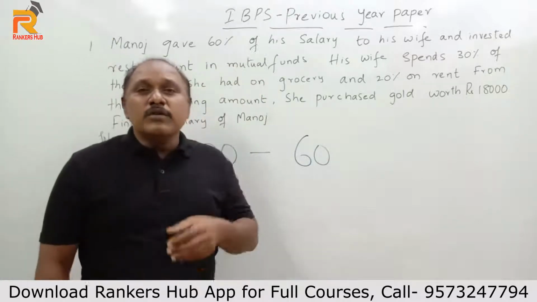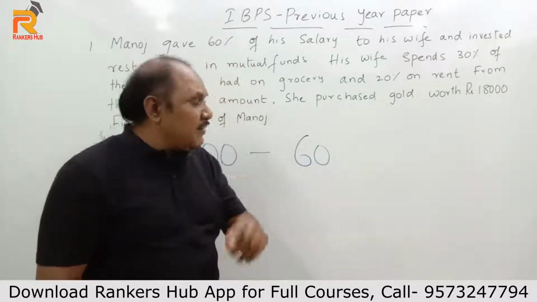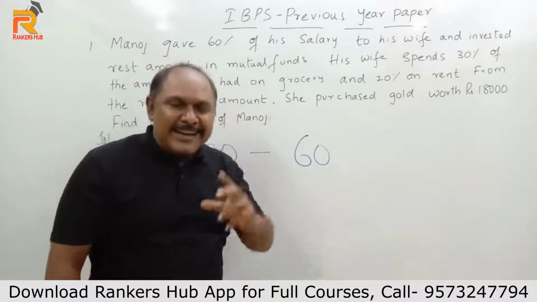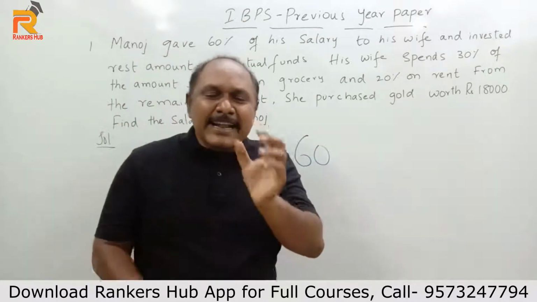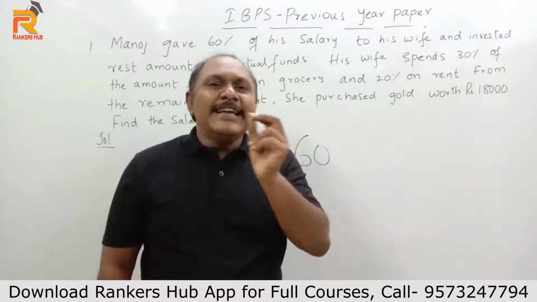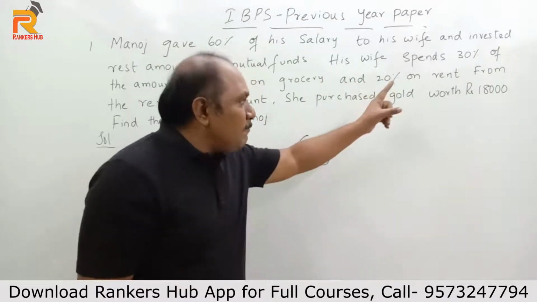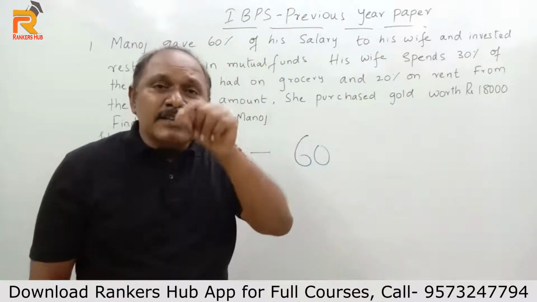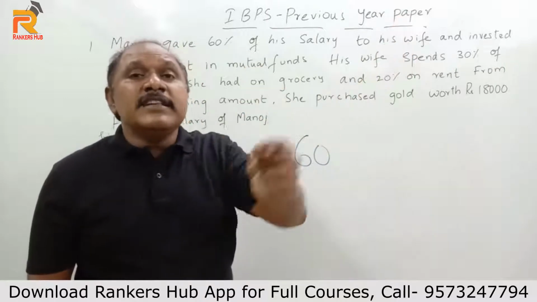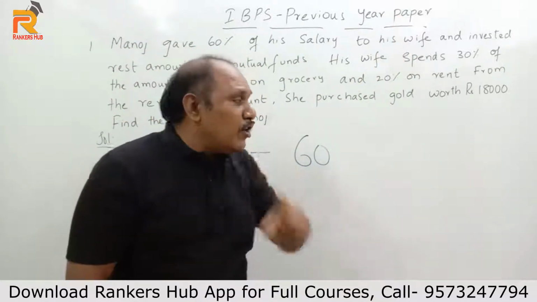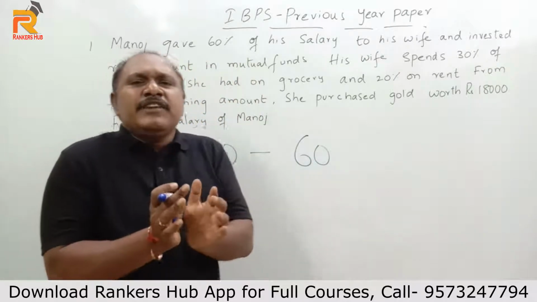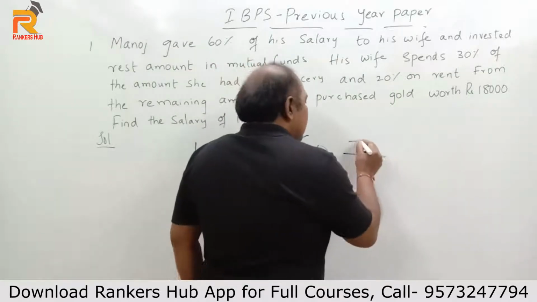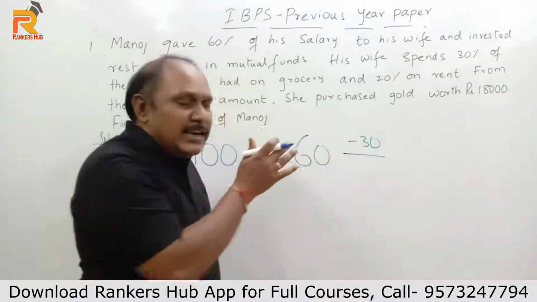Now what did his wife do? From the money she received, she spent 30% on grocery and 20% on rent. So together it is 30% plus 20%, that is 50% of the money she had. Not 50% of the total amount, 50% of the money she had. 50% of the money she had is 60. 50% is nothing but half. So what is half of 60? 30. So out of this 60, 30 is already spent on rent and groceries.